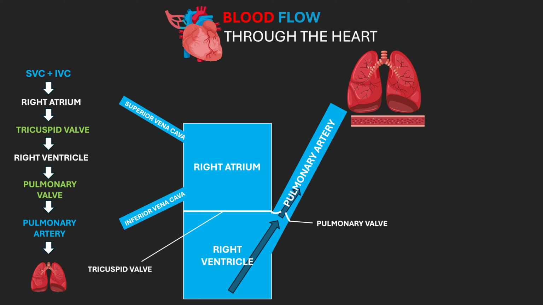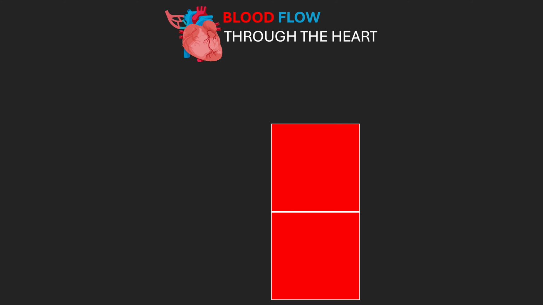Now let's see what happens on the left side of the heart. So again, you have two chambers here. This is the left atrium and this is the left ventricle. And of course, in between you have a valve, and the valve on the left side of the heart between the atrium and the ventricle is known as the mitral valve. This can also be referred to as the bicuspid valve or the left atrioventricular valve.